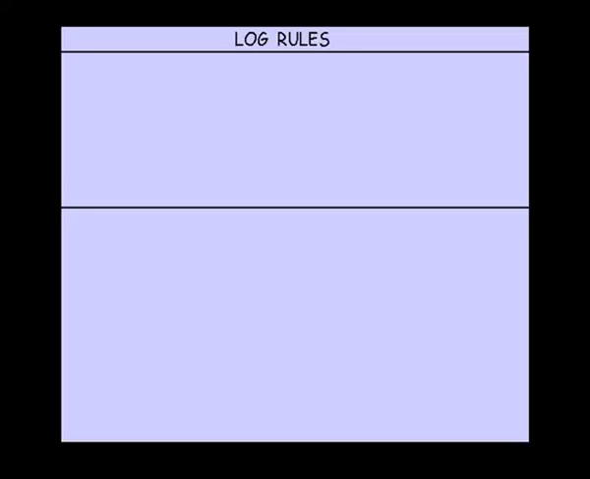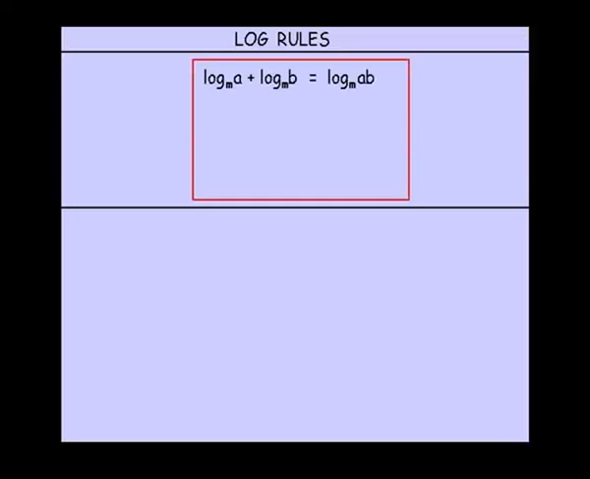Now in this lesson we're going to be looking at some log rules, and then also we're going to solve some log equations. Firstly, the log rules though. The first log rule is that the log of A plus the log of B is equal to the log of A times B. We must make sure that we have a consistent base. In this case we've got log to the base m.